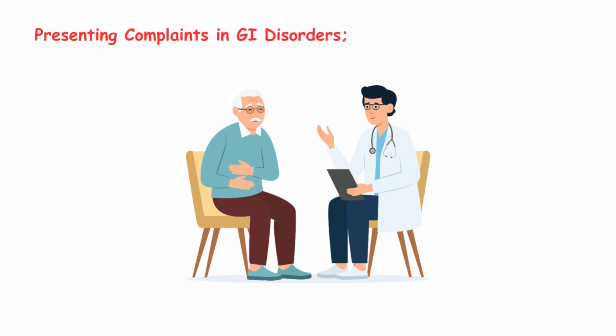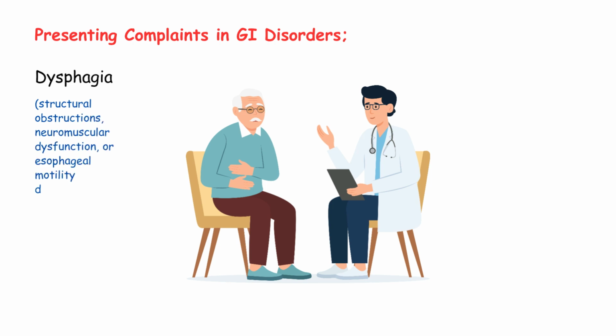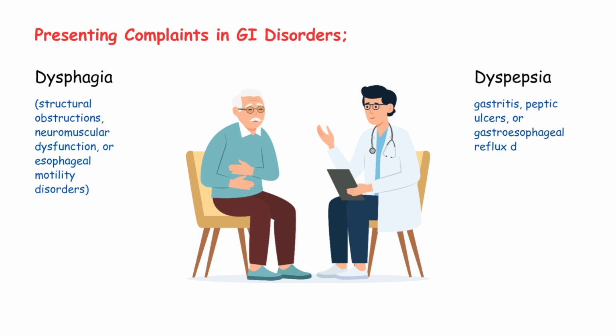Patients with GI disorders may present with a variety of symptoms. Dysphagia, or difficulty swallowing, can indicate structural obstructions, neuromuscular dysfunction, or esophageal motility disorders. Dyspepsia, often described as indigestion or discomfort in the upper abdomen, may be related to gastritis, peptic ulcers, or gastroesophageal reflux disease. Heartburn and regurgitation are classic symptoms of GERD, where stomach acid flows back into the esophagus, causing irritation.